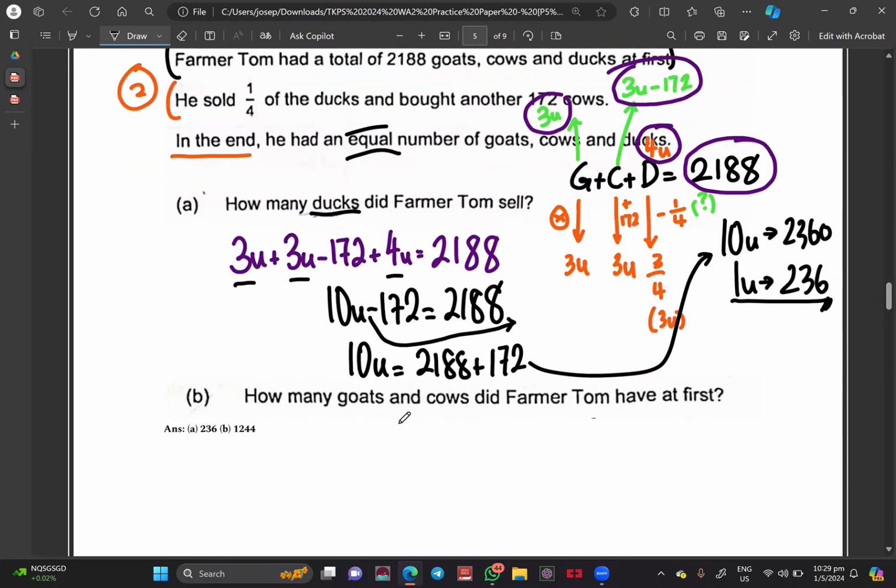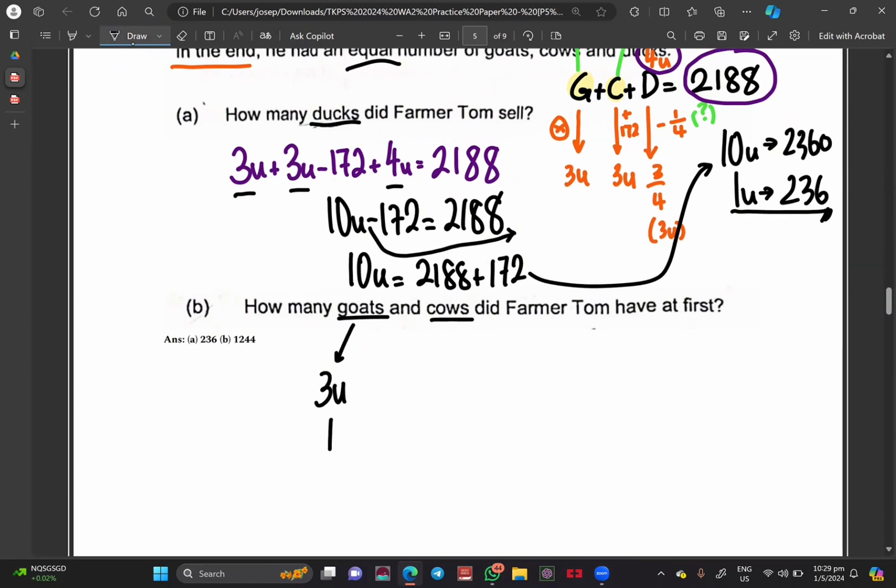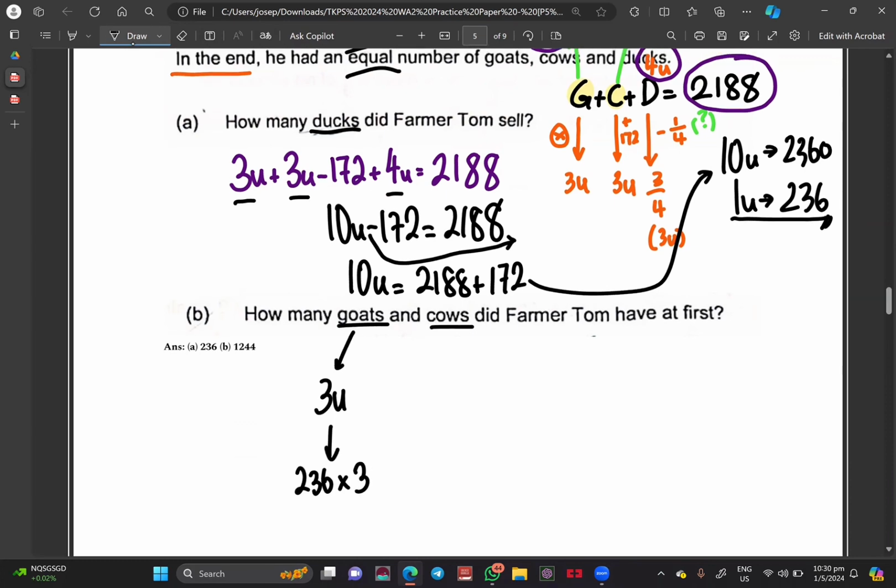And the question went on to ask, how many goats and cows did Farmer Tom have at first? The question never says total, but they just want specifically the goats and the cows. So let's go one by one. Let's find the goats first. At first, goats, 3 units. There wasn't, in fact, any change, right? So for 3 units, we basically have to do 236 times 3. When we do 236 times 3, we get an answer of 708.